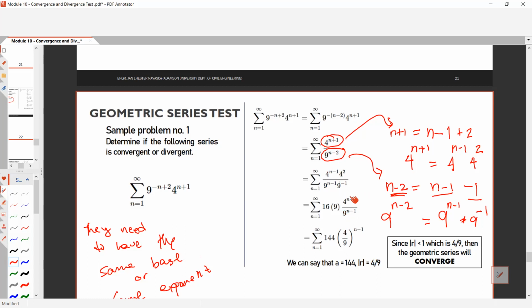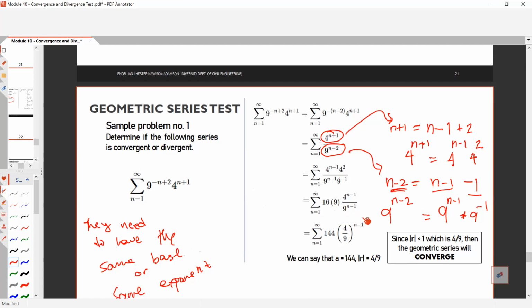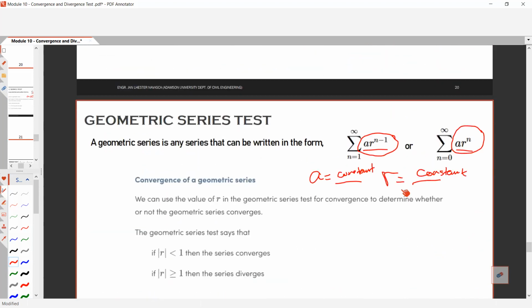Okay? So you can simplify that to 16 times 9. 4 squared, that is 16. 9 raised to negative 1, that is 1 over 9. Okay, so nasa denominator siya. So 1 over 9, magiging 9 siya dito sa taas. Magiging numerator siya ng 9. Okay? So natira is 4 raised to n minus 1 over 9 raised to n minus 1. So you will arrive to this form. 16 times 9, that is 144. Okay? 4 over 9 raised to n minus 1. Okay? That is S1.